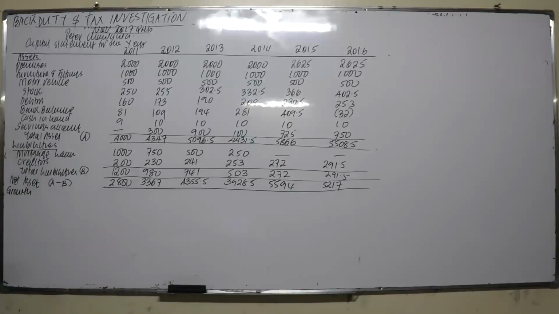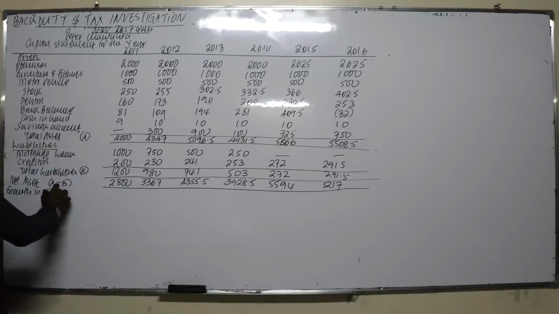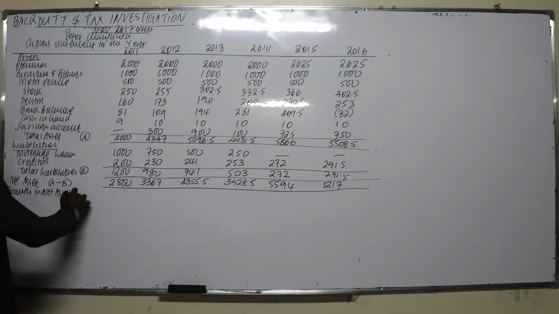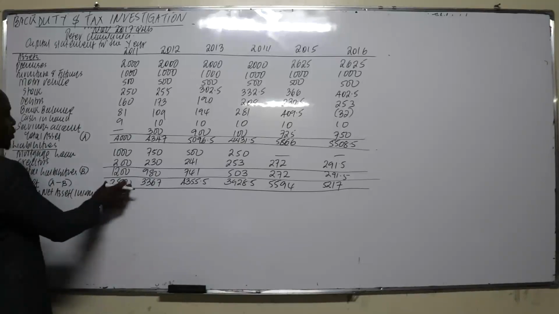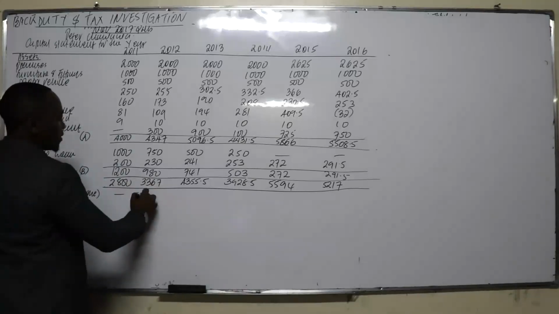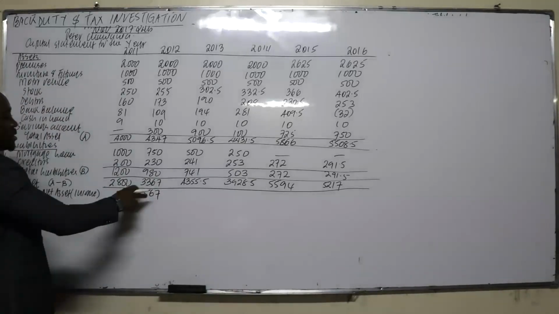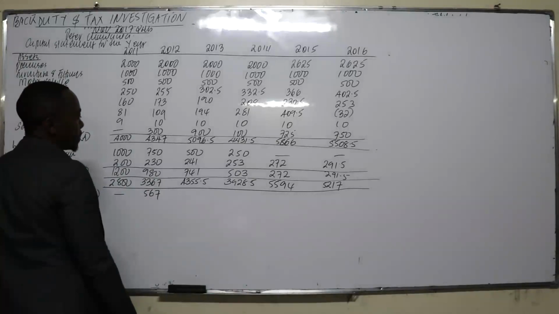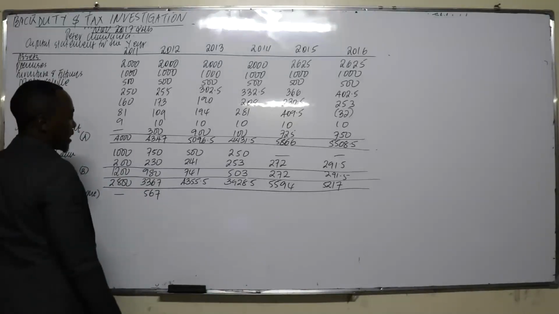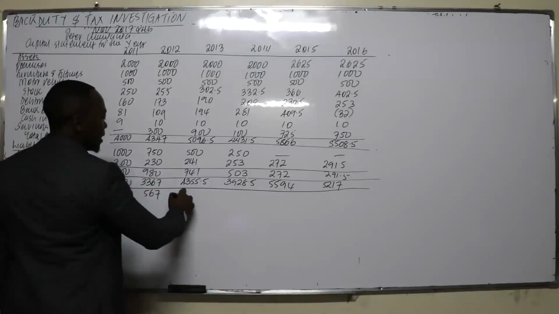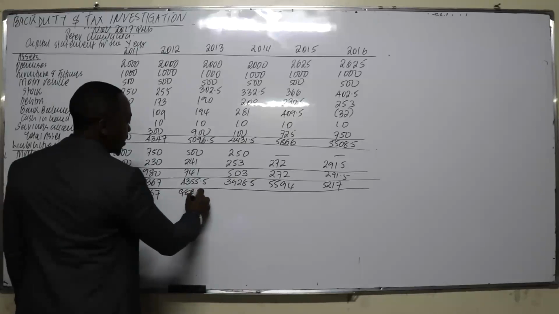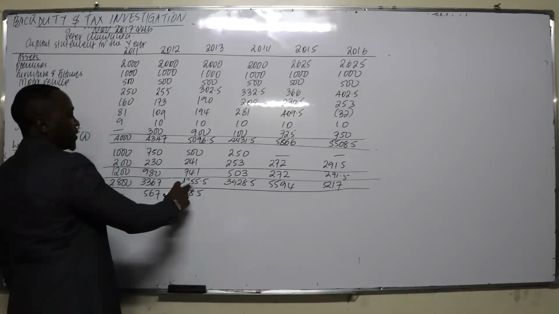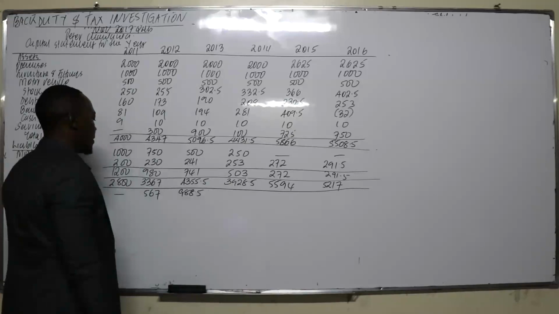So now let's determine the growth in net asset, and that will be regarded as our income. So that's a dash. From 28 to 3,367, you have 567. From 3,367 to 4,355.5, 988.5. From 4,355.5 to 5,594, that's a reduction.